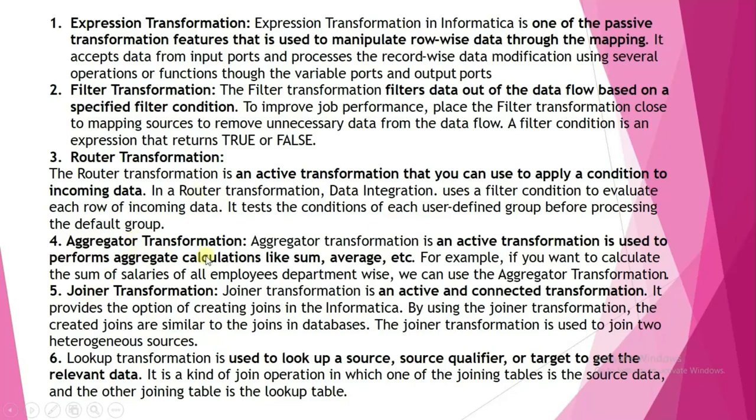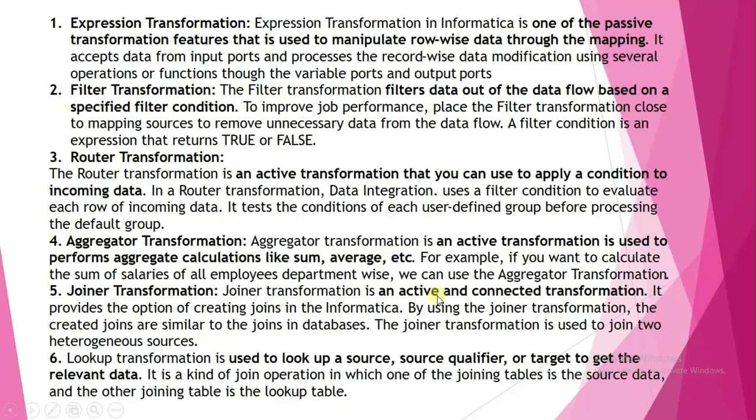Then coming to aggregate transformation. Aggregate transformation is an active transformation used to perform aggregate calculations like sum, average, or count. These are aggregate functions, and to perform them we use aggregator transformations. For example, if you want to calculate the sum of salaries of all employees department wise, we can use aggregate transformations.